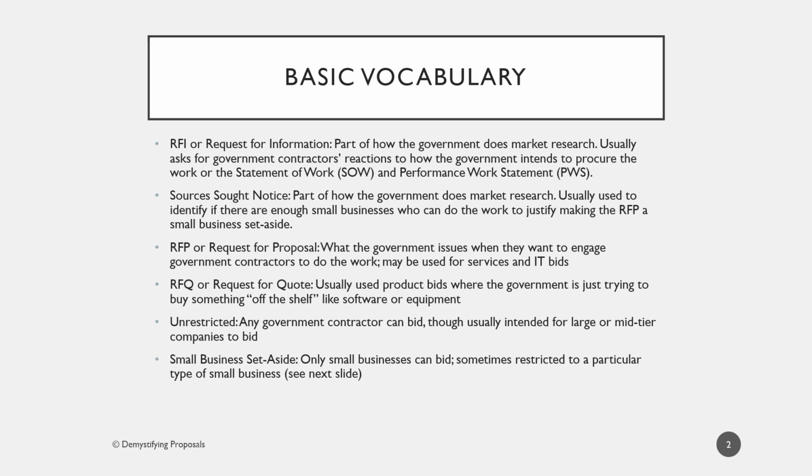An unrestricted procurement means that any government contractor can bid, though it's usually intended for large or mid-tier companies to bid. A small business set-aside means only small businesses can bid. Sometimes these are restricted to a particular type of small business. We'll talk about that on the next slide.